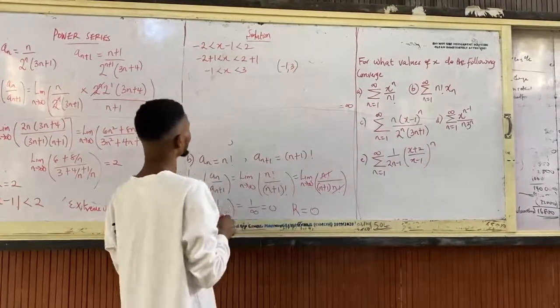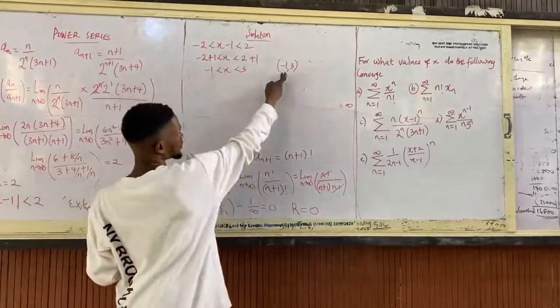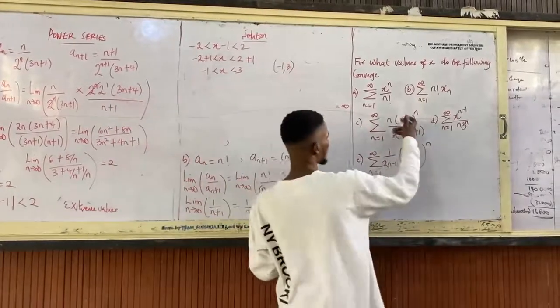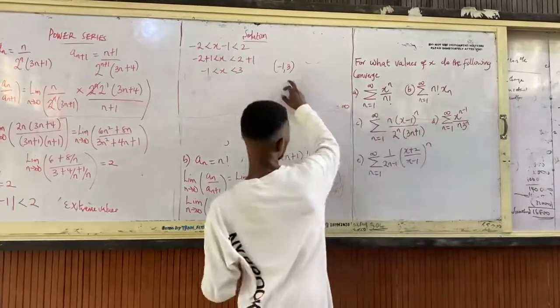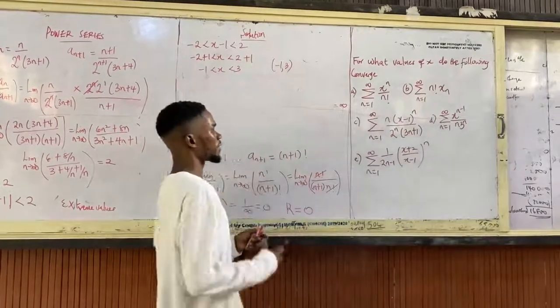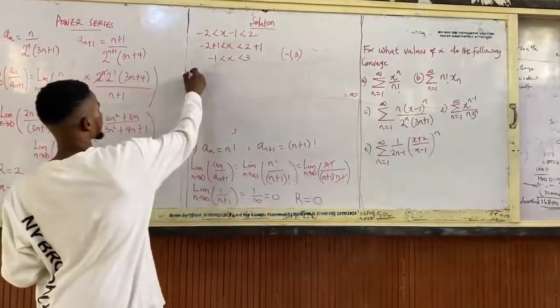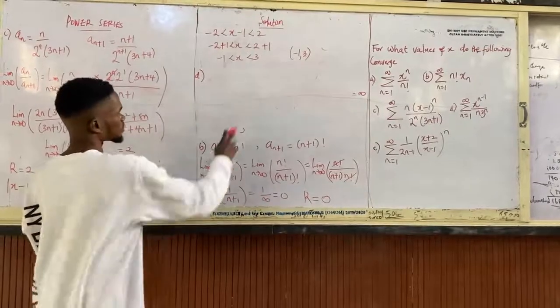So we can test for these values: when x is equal to minus 1, you can plug it here, and when x is equal to 3, you can also plug it here. So these are the intervals of convergence.